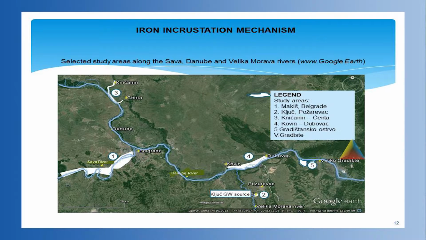You can see here the different places where we tried to monitor for 5 to 10 years the appearance of this phenomenon. The first one is the Belgrade water source, the third, fourth, fifth are on the Danube, and the second is the River Morava and the water source by the River Morava.